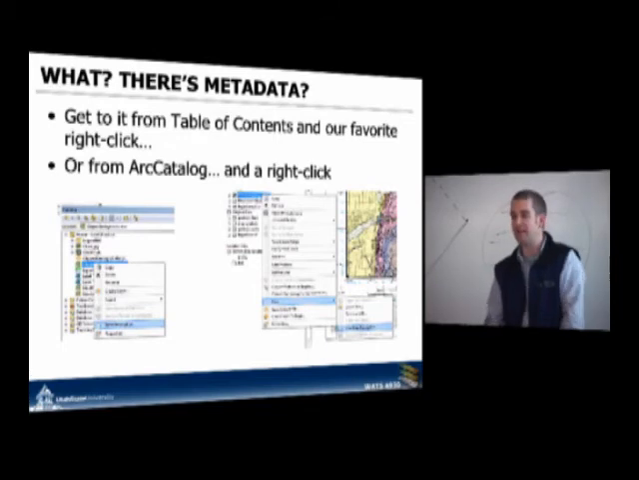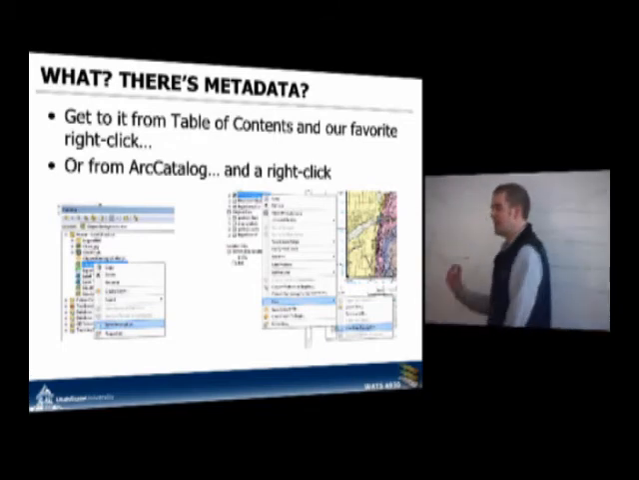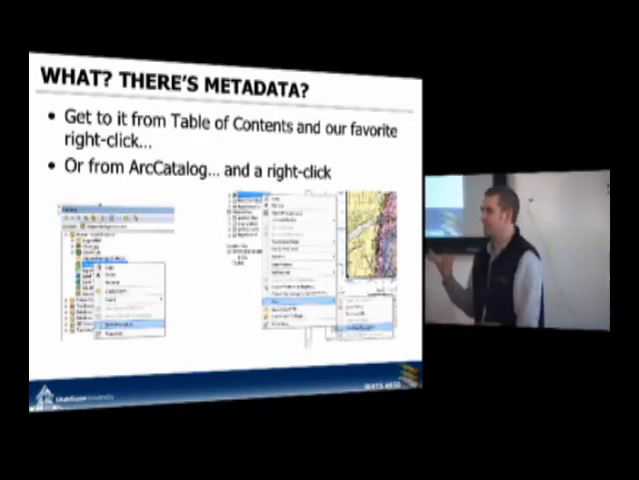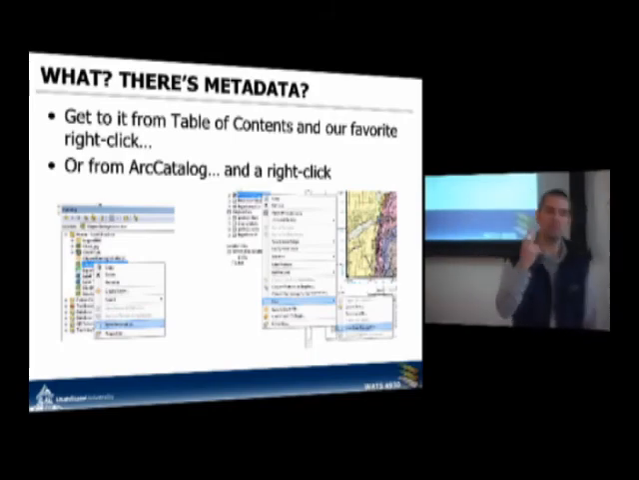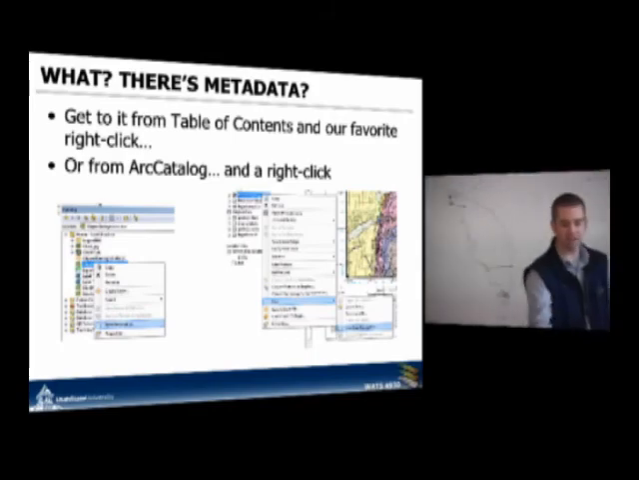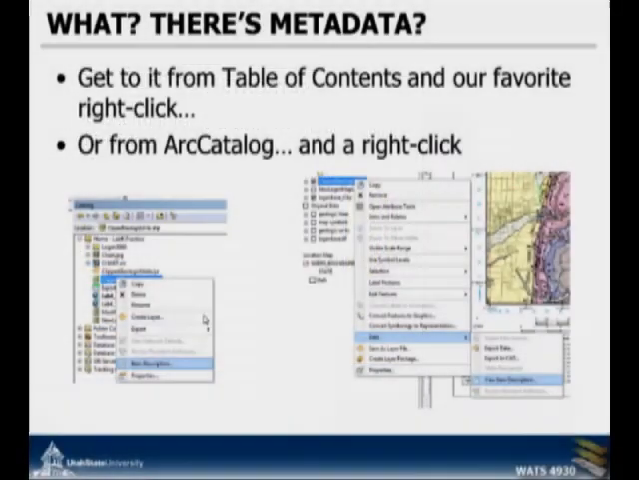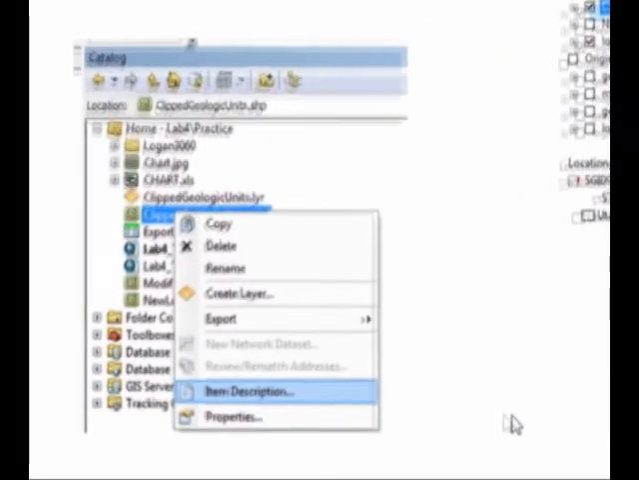Where do you get the metadata? One of the confusing things about finding metadata in Arc is that they don't call it metadata where you access it. What they call it is item description, which I guess is logical, but it's not called metadata. So when you go to item description, that's where it is. You can get to an item description in ArcCatalog, or you can get to item description in your table of contents.